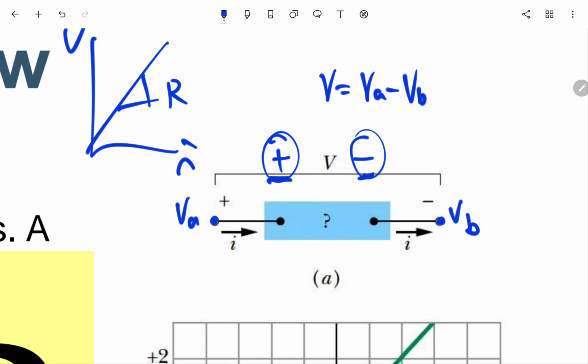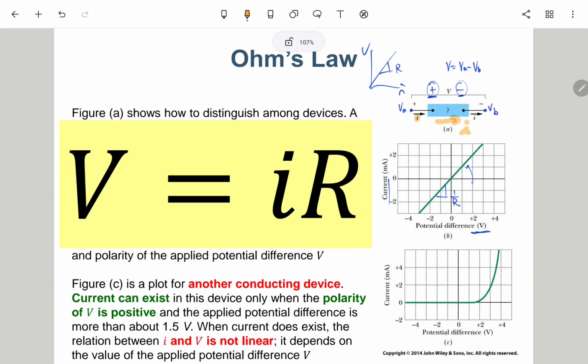In that case, the current direction will be from the positive side to the negative side, like this. This is the direction of I. You need to remember it very, very well. Otherwise, you will make a mistake with the sign.